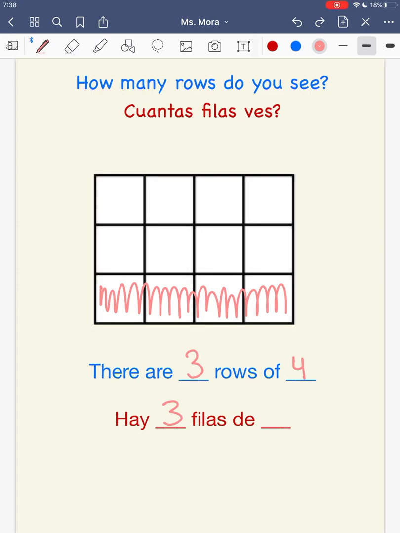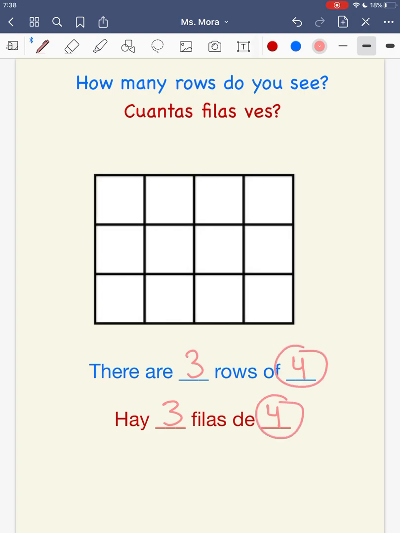And then our repeated addition sentence. We're only talking about the rows right now. So because there are 4 in each row, and if you just count it again, 1, 2, 3, 4, 1, 2, 3, 4, and 1, 2, 3, 4, our repeated addition sentence is 4 plus 4 plus 4 equals, and 4 plus 4 is 8, plus 4 is 12. Así es que nuestra suma repetida es 4 más 4 más 4, porque hay 4 en cada fila, y nuestro total es 12.